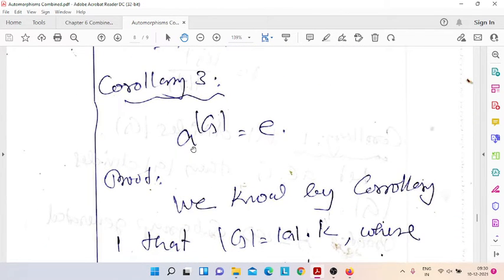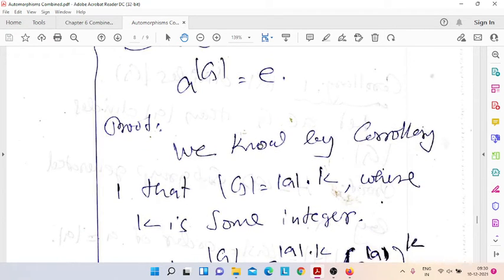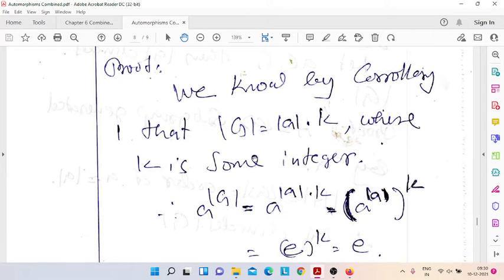Next, corollary 3. Corollary 3 states that a raised to the order of G equals e. That means when a is raised to the power of the order of G, we get the identity element. By corollary 1 we know that the order of G equals the order of a times k. It's because the cyclic group generated by a is a subgroup of G, and therefore using Lagrange's theorem, the order of G equals the order of a times some suitable integer.